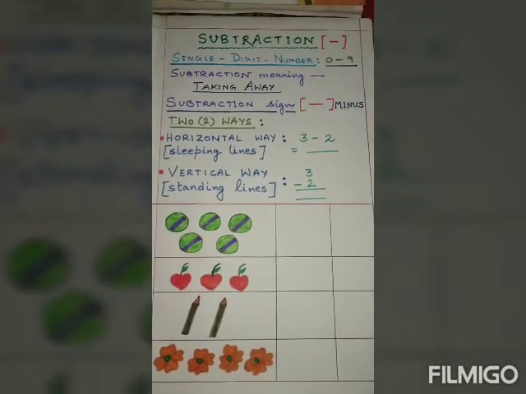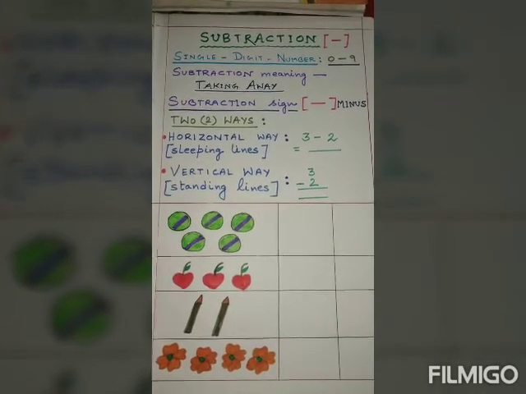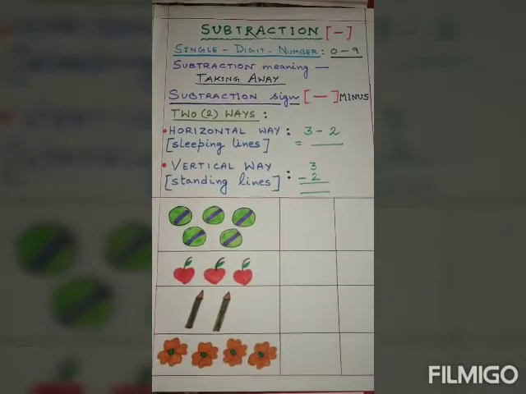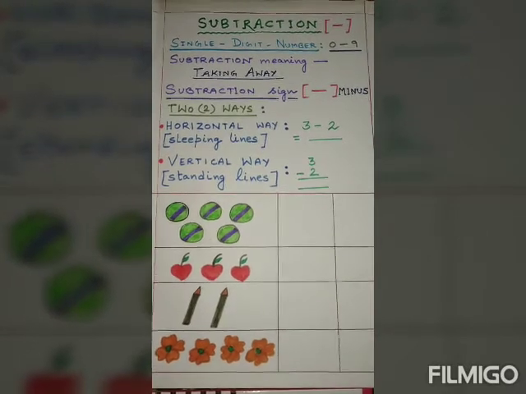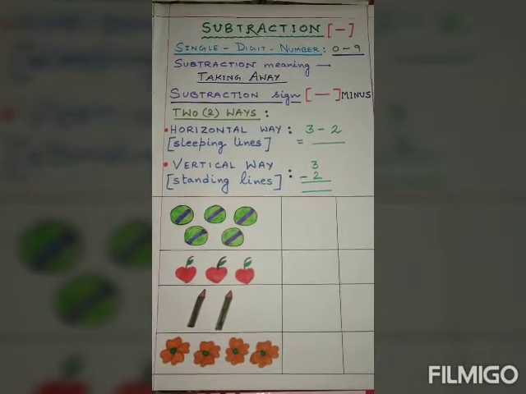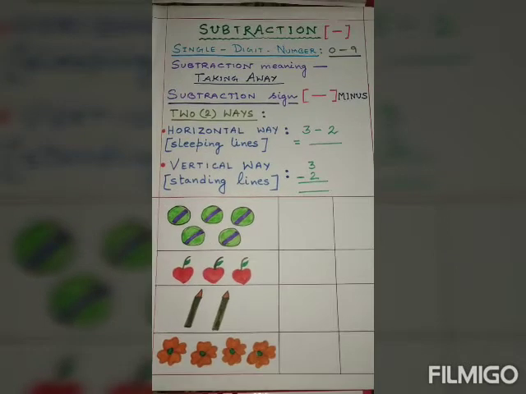Single digit number means numbers starting from 0 to 9. I repeat, single digit number means numbers starting from number 0 to 9. Now, subtraction means taking away one number from another number.